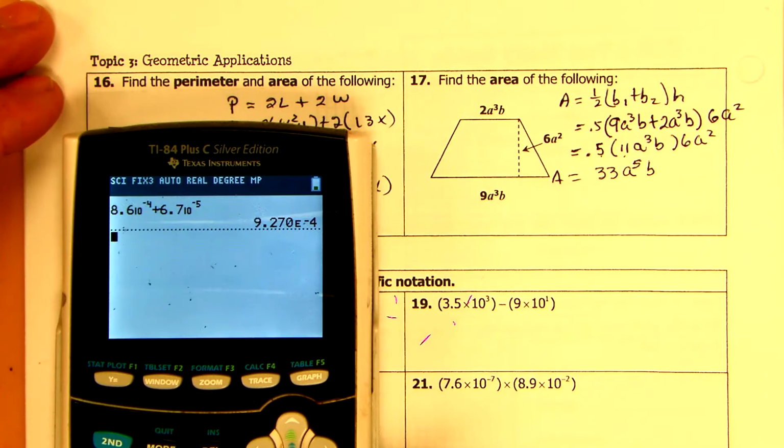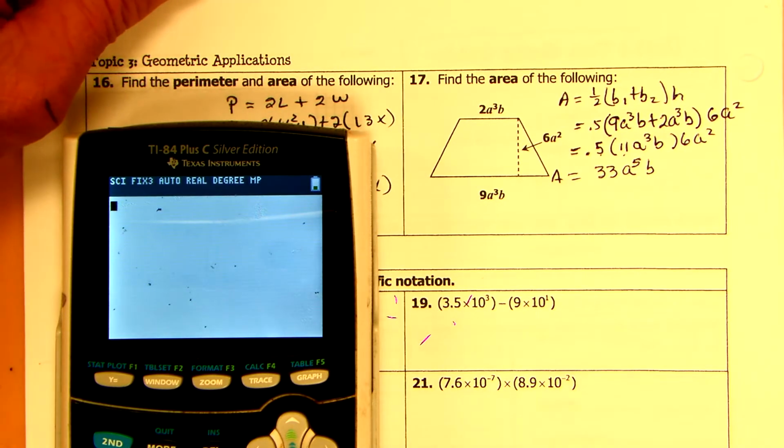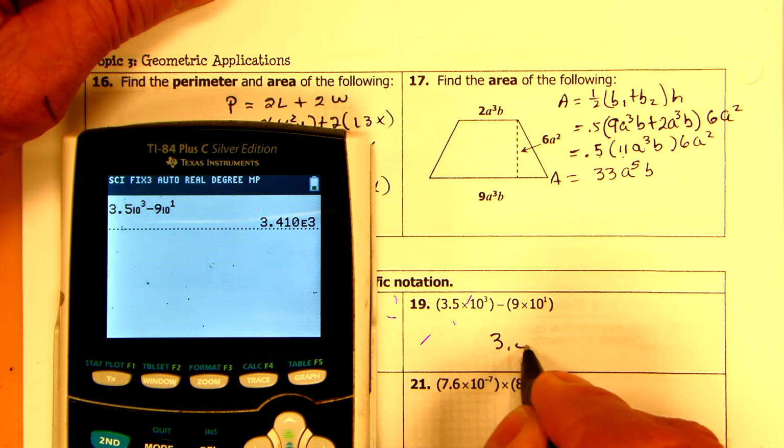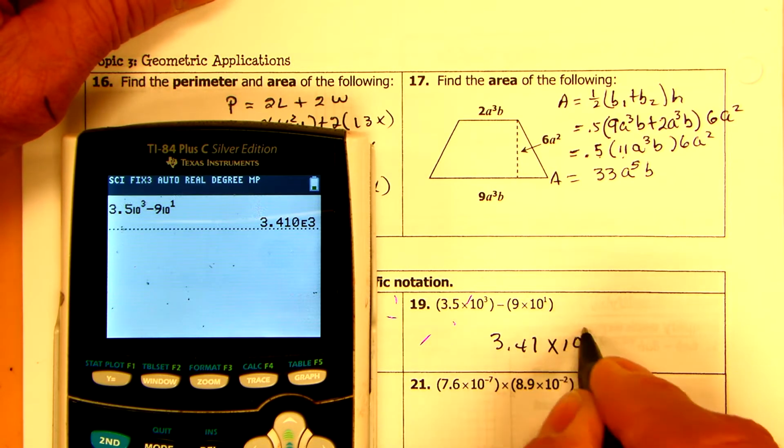Problem 19. We have 3.5 times 10 to the 3rd power minus 9 times 10 to the 1st power. It gives me 3.41 times 10 to the 3rd power.